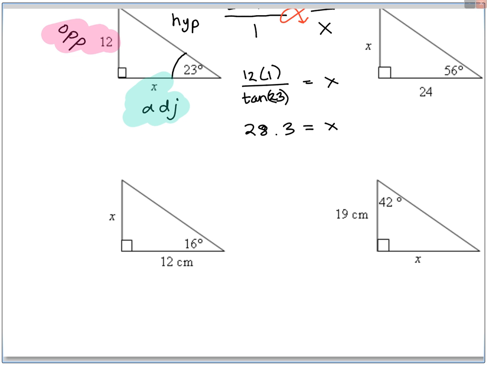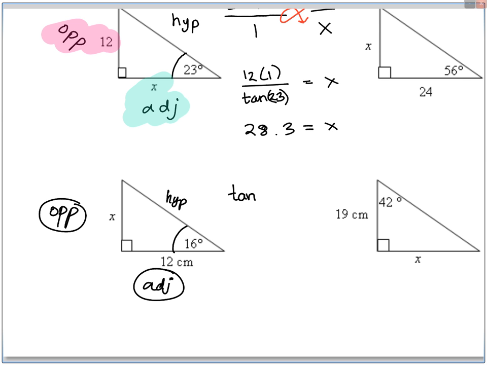Let's do the one underneath. Same process. Mark it and label. X is my op. 12 is my adjacent. What do I want? Op. What do I have? Adj. Which one does op and adj? TOA. Op, adj. It's tangent.